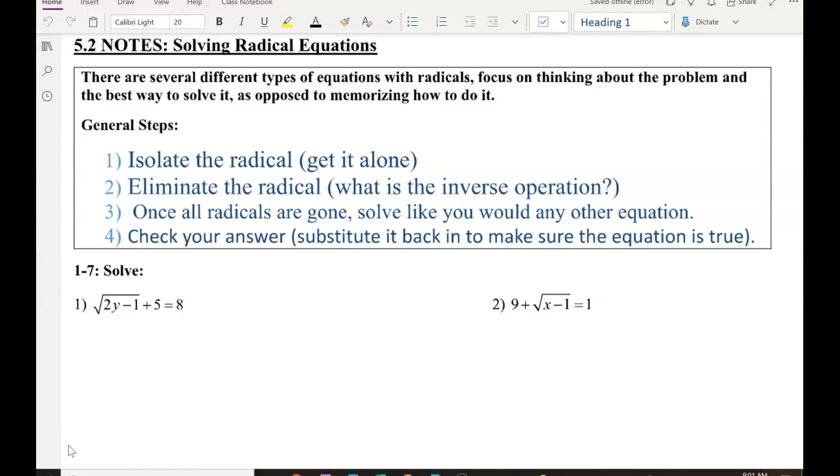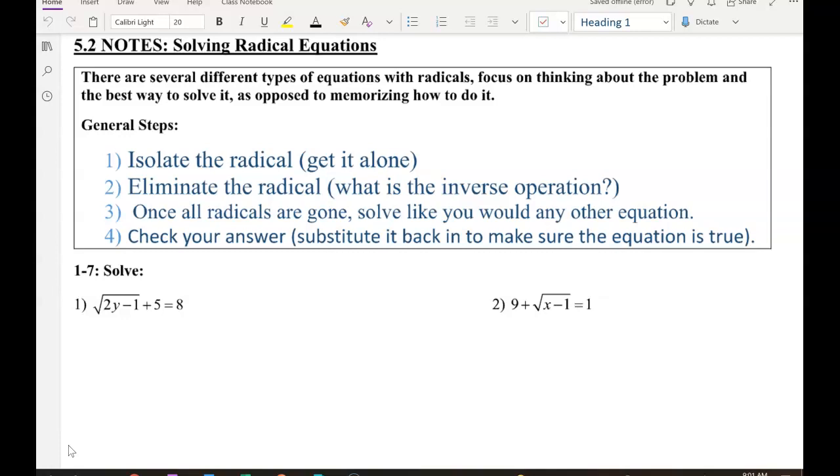Number 2, Audrey, help us read. Eliminate the radical. Yeah, eliminate. So if it's square root, what's the inverse of that? What's the opposite of square root? We raise it to what power? 2, okay? If it's a cube root, what power do we raise it to? The third. We undo cube root by raising to a third, okay?